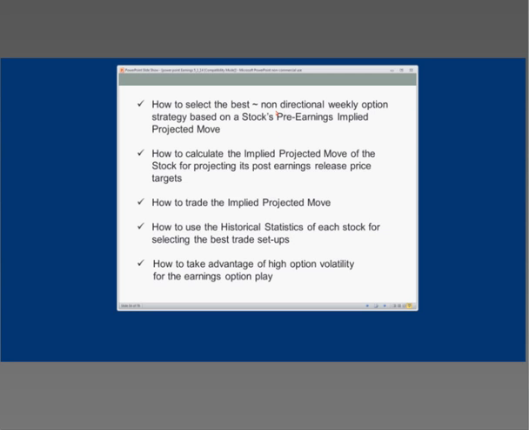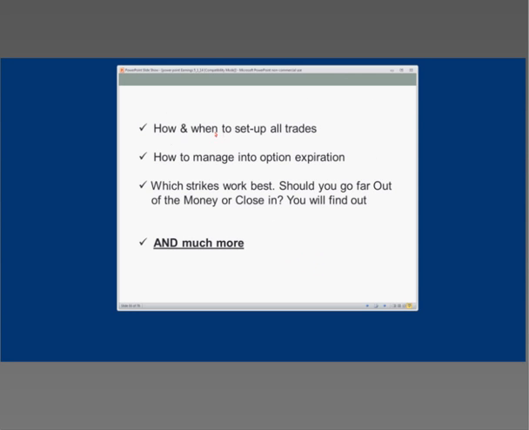And then how to select those best strategies, how to calculate those pre-earnings implied volatility. If you don't know how to do this, I teach you that in the course: how to use the straddle cost, how to calculate it, and then how to put together those targets. That's the big part of it. And then how to trade the implied projected move, how to use those historical statistics for each stock, selecting the best trade setups, how to take advantage of high option volatility earnings plays, and how and when to set up the trade and how to manage it.